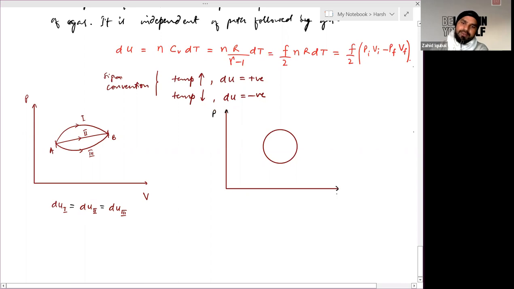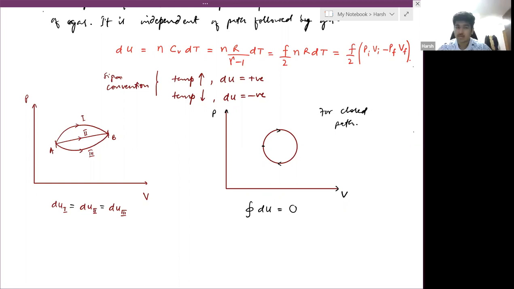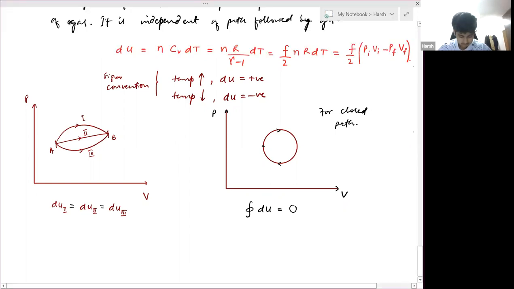Suppose we have any closed path. Now, if the gas is going along this way, what will be the change in internal energy for this particular closed path? You will say 0. Since we have the same initial and final point, the difference of those two terms will be 0. That's why for any closed path, the change in internal energy will be 0. Any doubt? No, sir. Okay, just write it down.